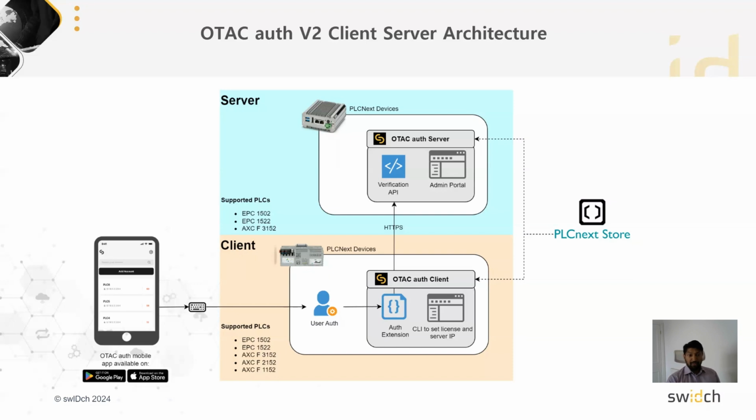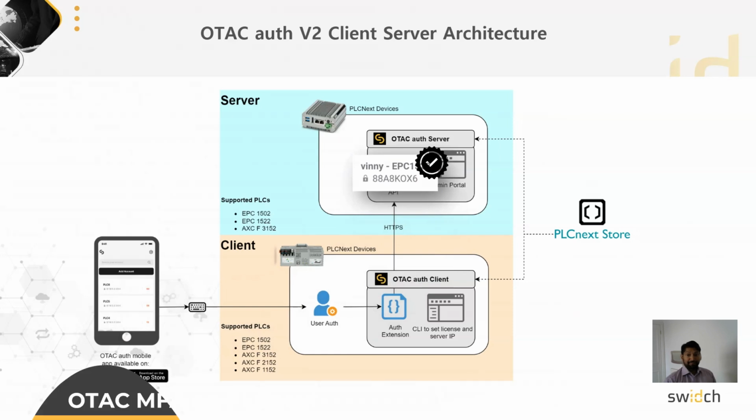In other words, when a user types in their OTAC code that's generated on their mobile app on Android or iOS, they input the OTAC code using the keyboard onto the WBM or the engineering application. That gets passed on to the OTAC extension, which calls our API to verify the OTAC code itself. And once it's verified, the user is allowed to log in and the result is returned back to the client.